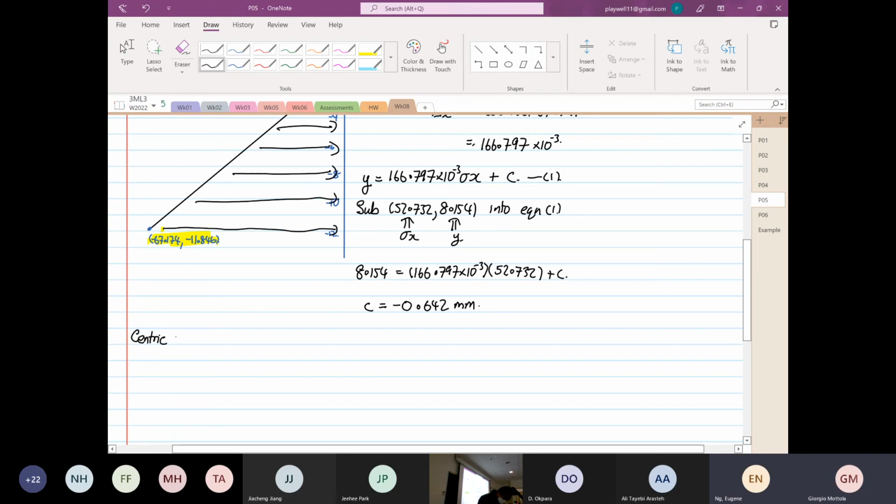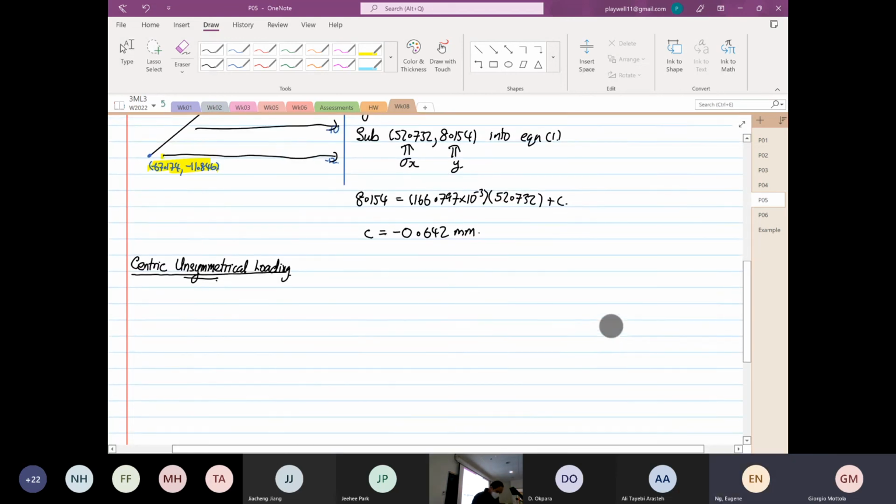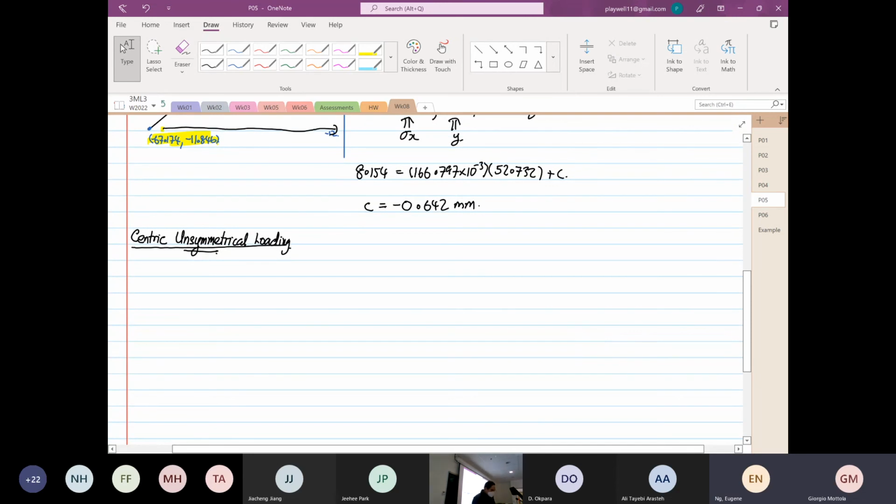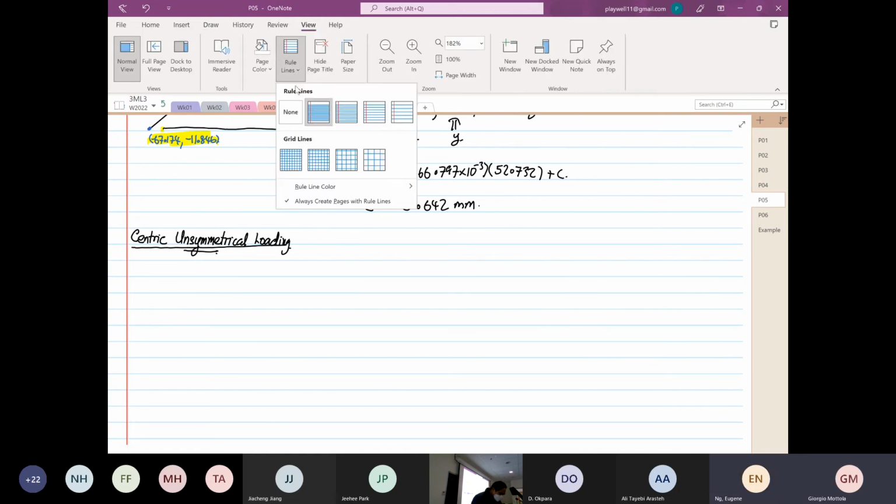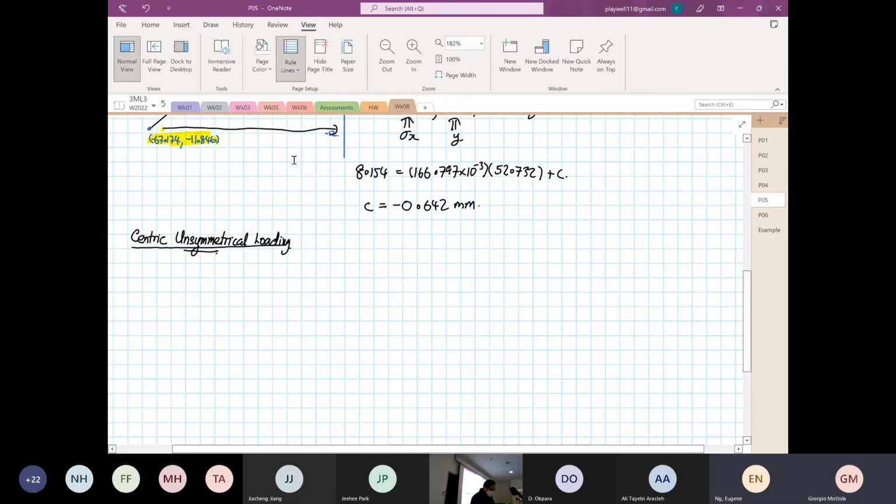unsymmetrical loading. Okay. This is going to be the last section for your term test. So what do we mean by centric unsymmetrical loading? Now, what unsymmetrical means is also important to know, okay?